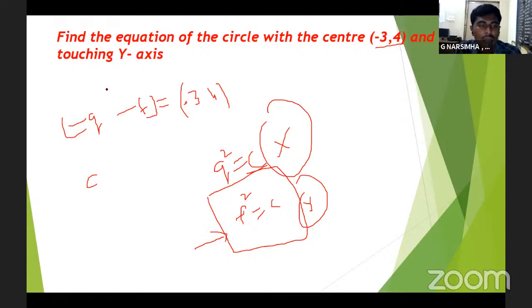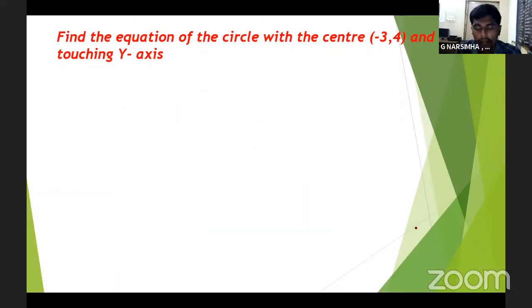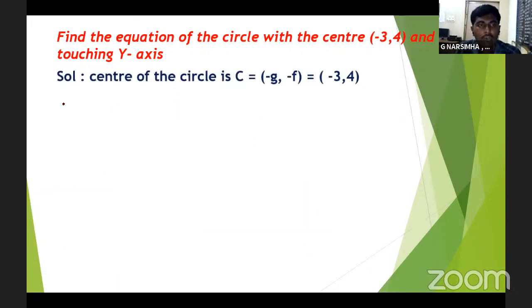Okay, by using all these concepts, now we are going to discuss the solution of this problem. The center of the circle is given, that is minus 3 comma 4. When the center of the circle is given as h comma k, we can assume that here minus 3 comma 4 is h comma k, or minus g comma minus f, depending on the requirement of the solution.